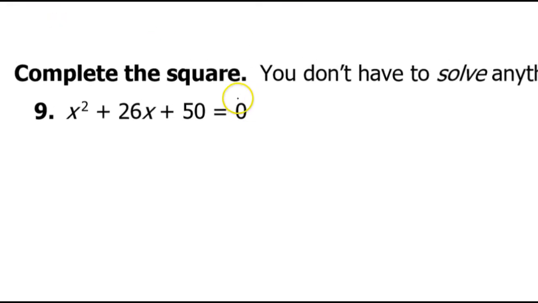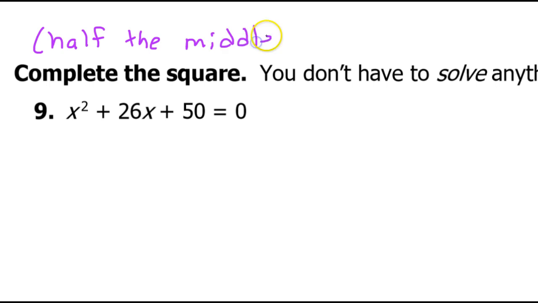Now, remember this phrase that I said I would use over and over again. I'm going to write it one more time. Half the middle squared. Half the middle squared. The third number has to be half the middle squared. Now, half of the middle is 13. All right? Half of the middle is 13. And then 13 squared is 169. Okay? So this third number needs to be 169, not 50.